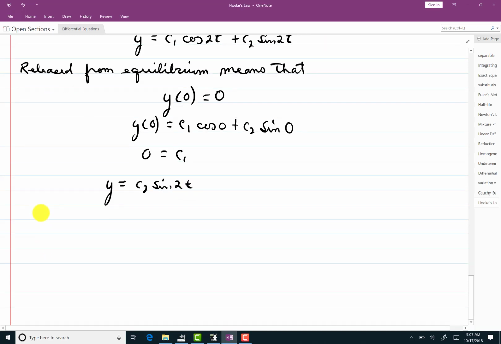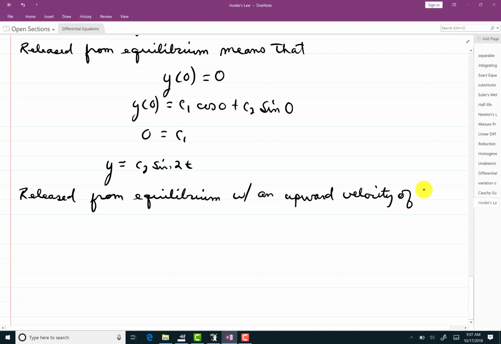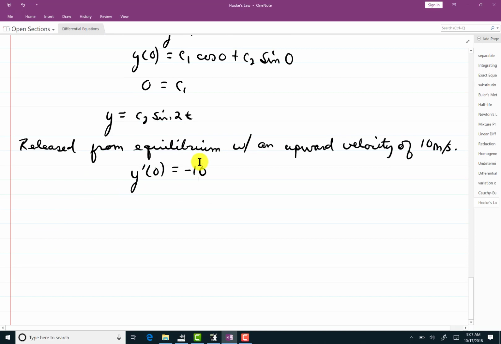Next, we had this. Released from equilibrium with an upward velocity of 10 meters per second. So what that tells me is that y prime of 0 equals negative 10. Remember, upward is negative. So y prime is the velocity and tells you negative 10 is the initial velocity set here. So I can take the derivative of our equation.